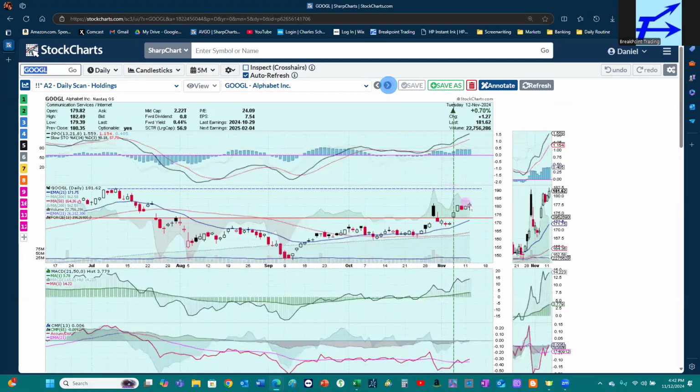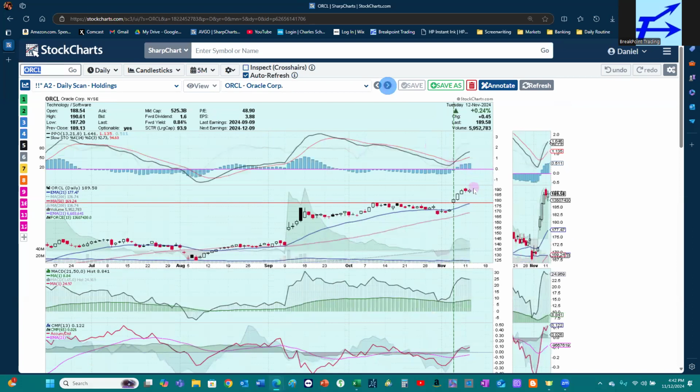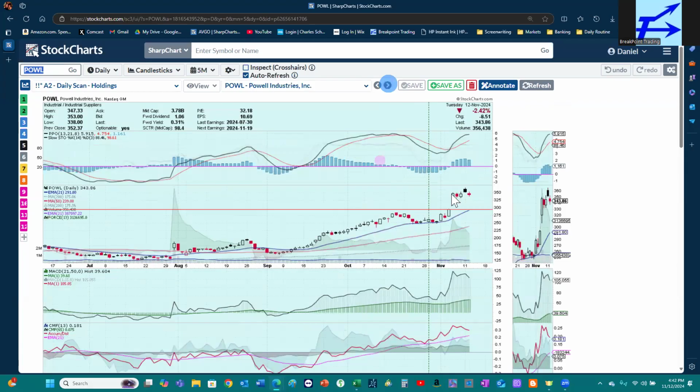Next is Google. Google moved up a little bit today. Again, we won't move the stop. We'll leave it where it is. Here's Oracle. Oracle kind of went sideways, but still looks okay. Powell, this is our big winner. The vertical green line is where it hit the scan.